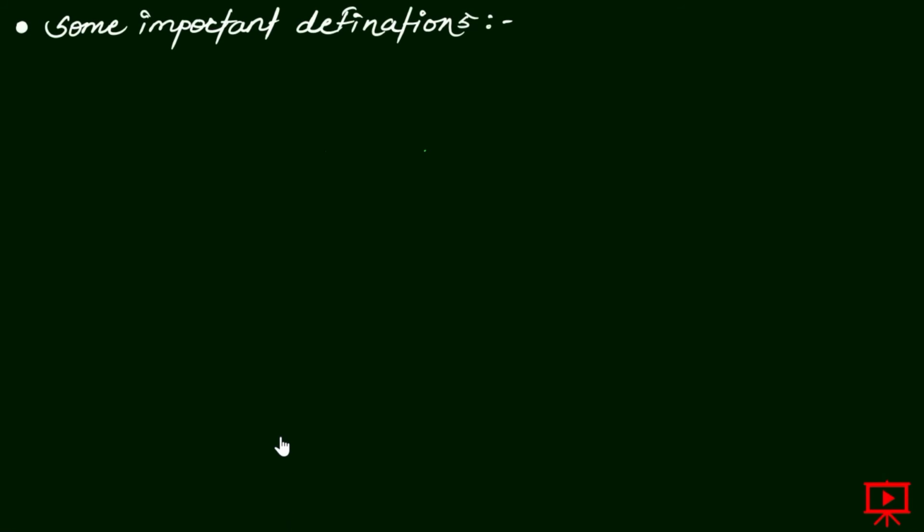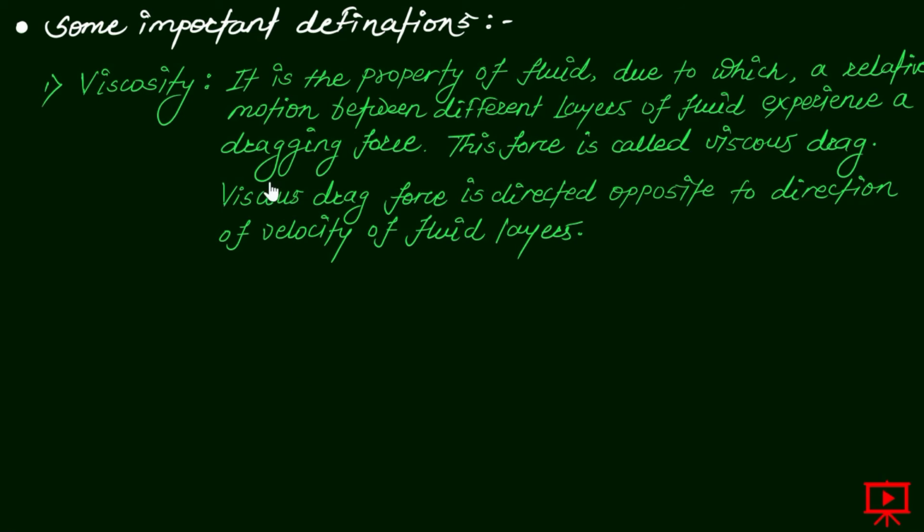Let's have a look at some important definitions which help us to solve the given problem. Viscosity. It is the property of fluid due to which a relative motion between the different layers of a fluid experiences a dragging force. So in our problem, layer 5 and layer 4, these two layers which are in contact, will experience a dragging force, and this force is called viscous drag. The viscous drag force is directed opposite to the direction of velocity of the fluid layers.